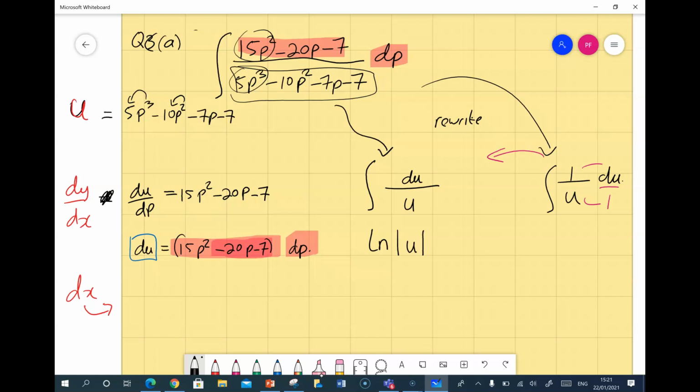Now, I'm not going to put in my plus c yet, because I know u is 5p cubed minus 10p squared minus 7p minus 7. So my integral is the natural log of the absolute value, or modulus, of 5p cubed minus 10p squared minus 7p minus 7. Seeing as I'm at the end, plus c.